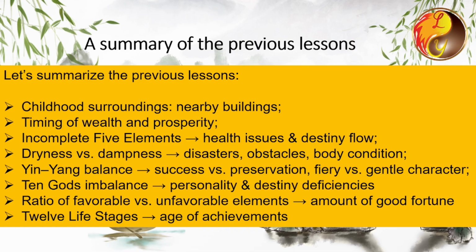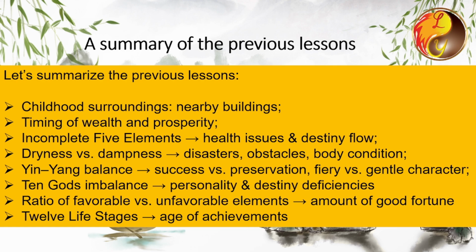We also talked about dryness and dampness. That balance or imbalance can show potential obstacles, disasters, or even the general condition of the body. And don't forget yin and yang. When they are balanced, life tends to go more smoothly. When they are not, it can show whether someone has a fiery, ambitious side or a more gentle, preserving nature. Then there's the 10 gods. When they are not in balance, it tells you where a person might have gaps in their personality or areas of weakness in their destiny.